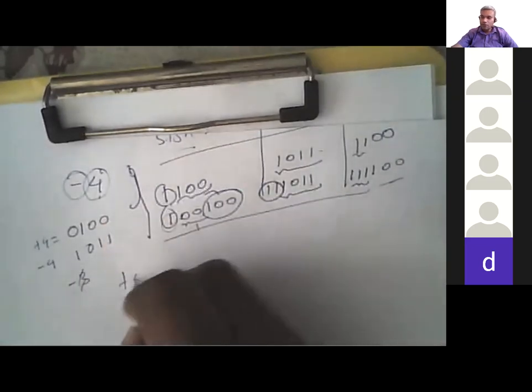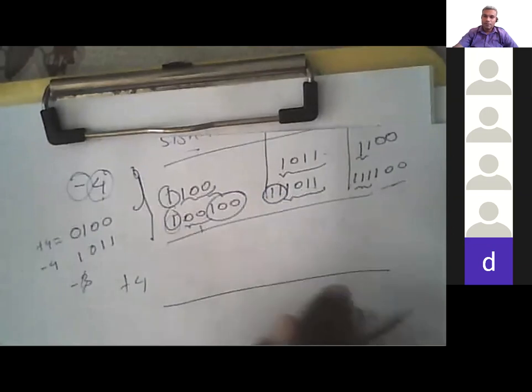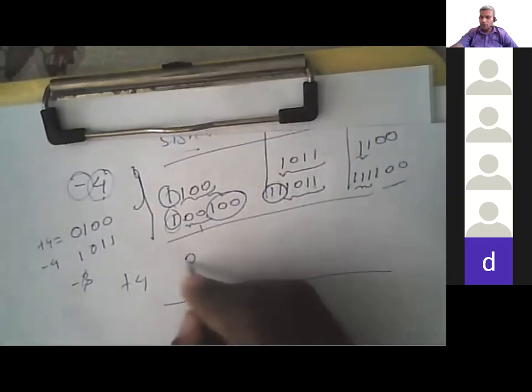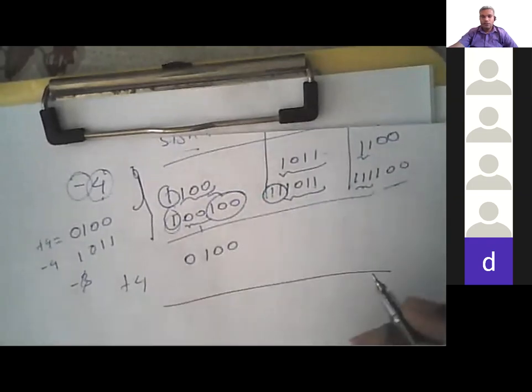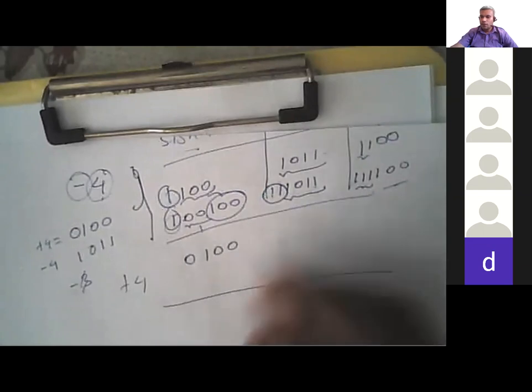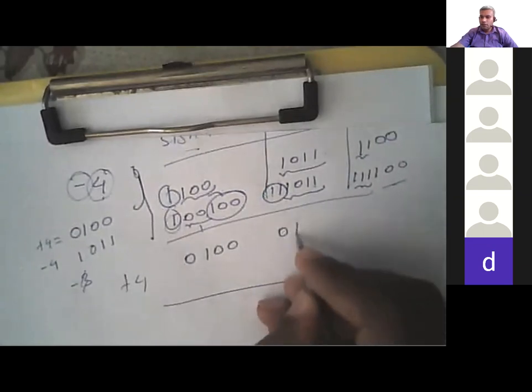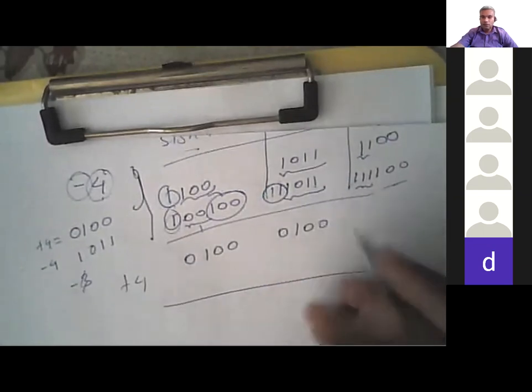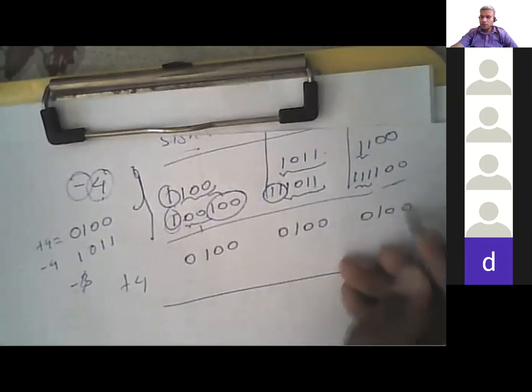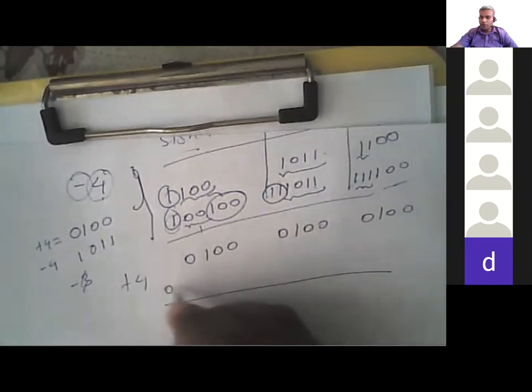If it's a positive 4, what's going to happen? Positive 4 in the sign and magnitude method is 1, 0, 1, 0, 0. And in this one also 0, 1, 0, 0. And this one also 0, 1, 0, 0. If you need, you can add more zeros to the front.